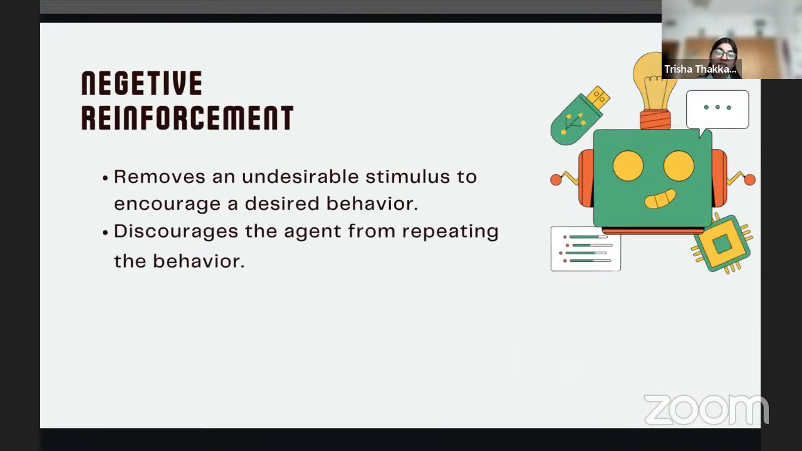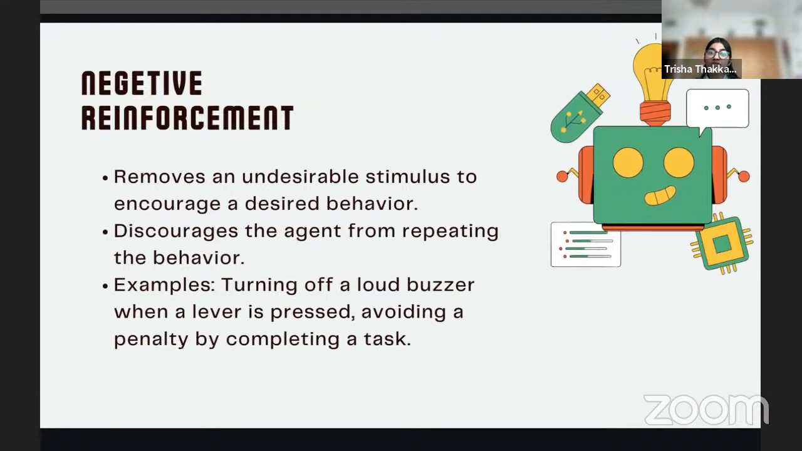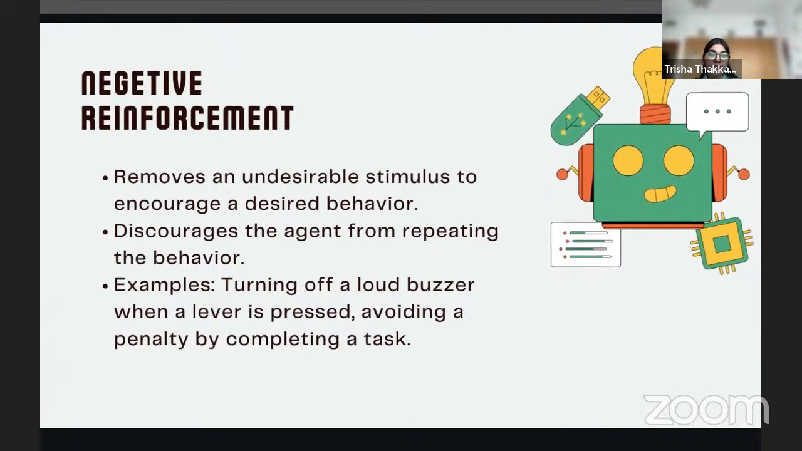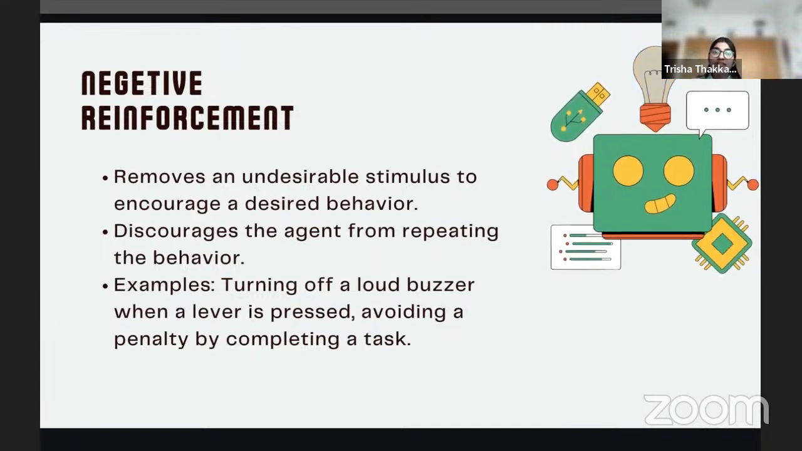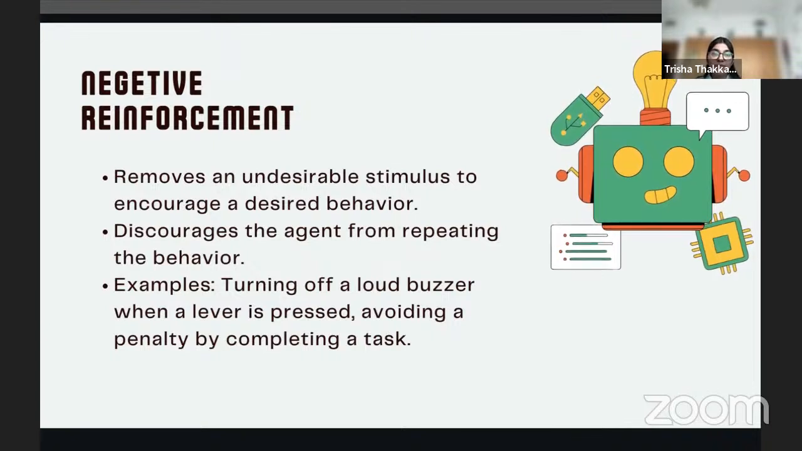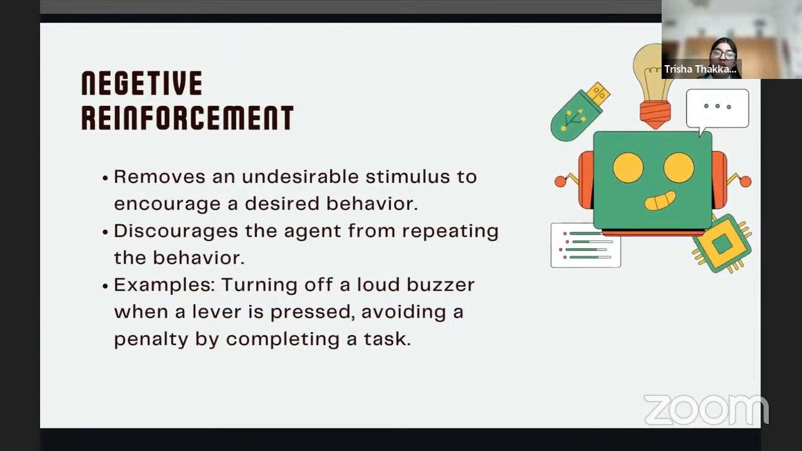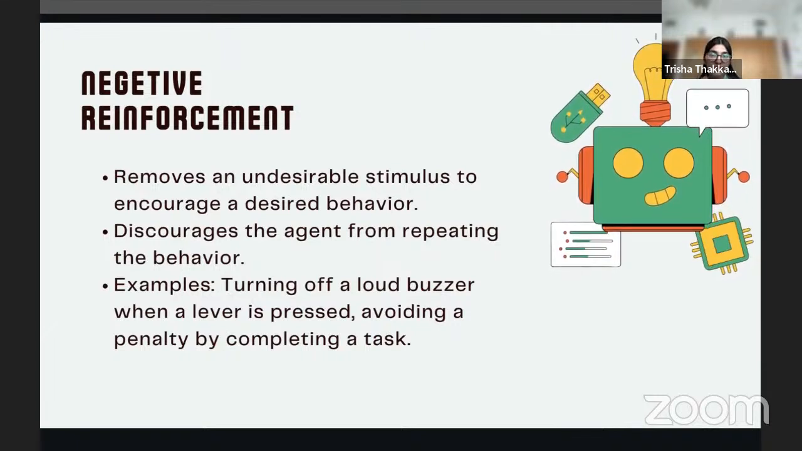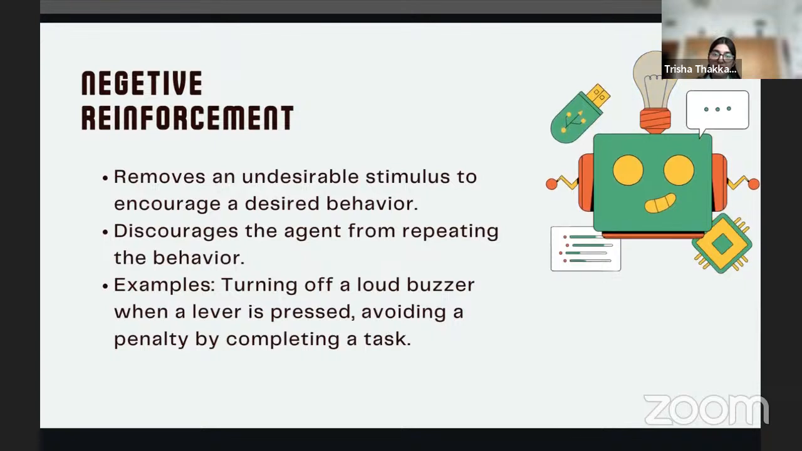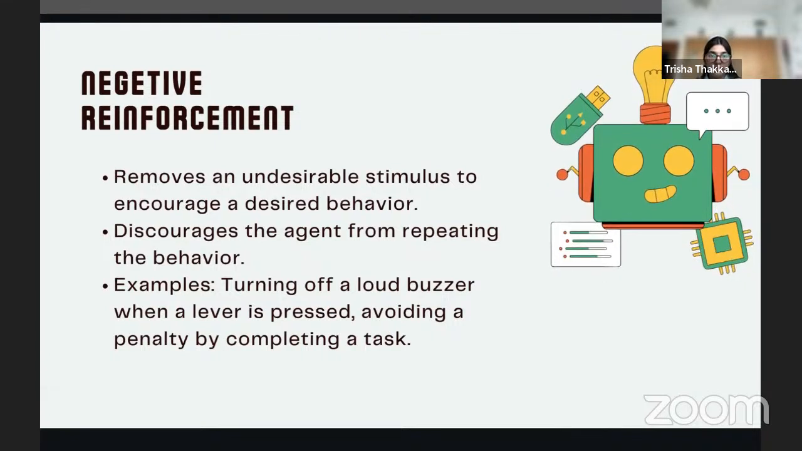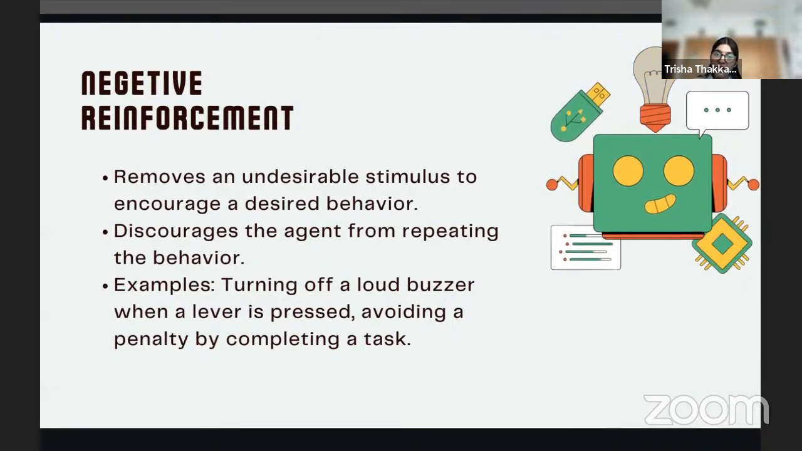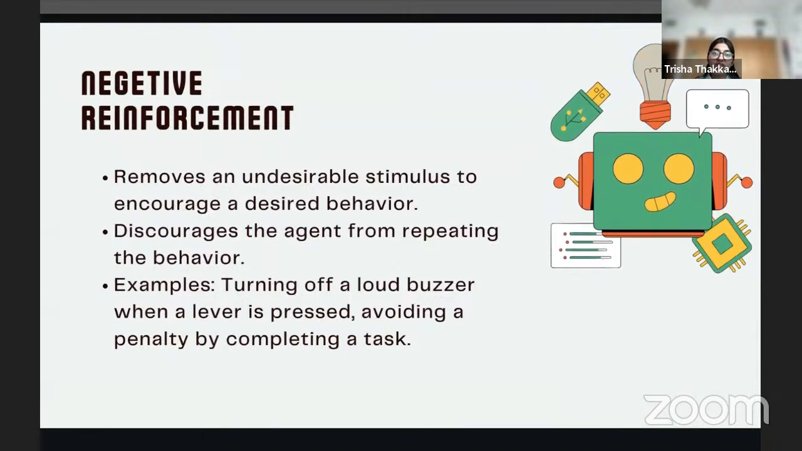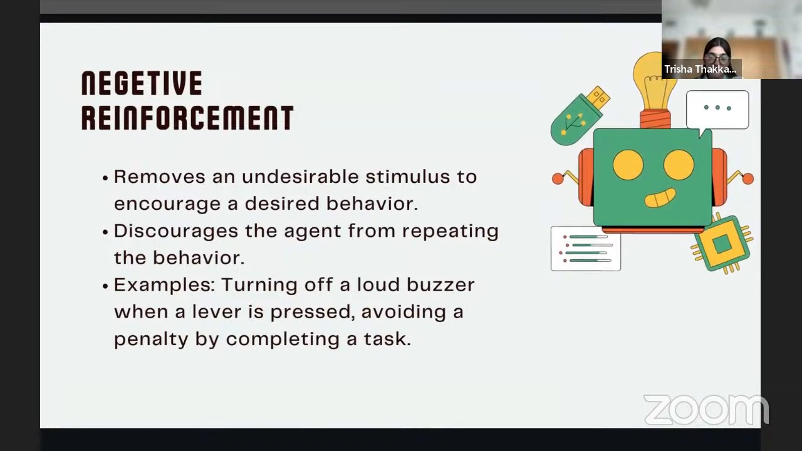Negative reinforcement is the opposite. It removes an undesirable stimulus to encourage a desired behavior. And this discourages the agent from repeating the negative behavior. So this example would be turning off a loud buzzer when a lever is pressed, or avoiding a penalty by completing a task. Here we are avoiding the undesirable stimulus and it discourages the agent from repeating this behavior.